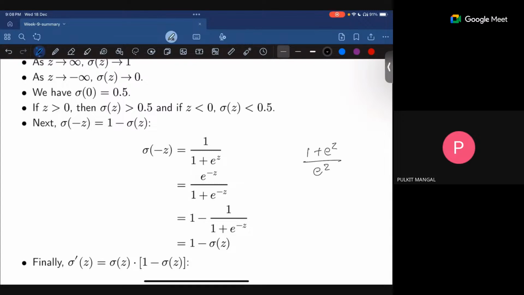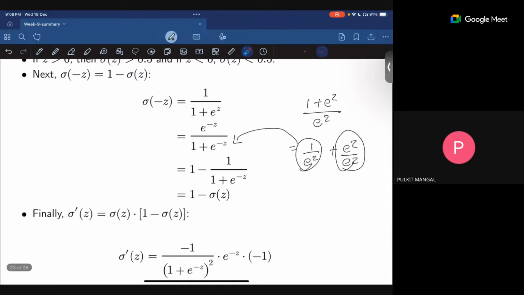If you divide it by e power z, then it is 1 upon e power z plus e power z by e power z. 1 by e power z is e power negative z, and this will become 1. And I can write it as 1 minus this. And this expression is nothing but the sigmoid function value of z. So this is the result: the sigmoid function value of negative z is equal to 1 minus the sigmoid function value of positive z.